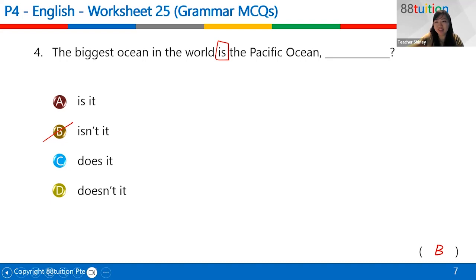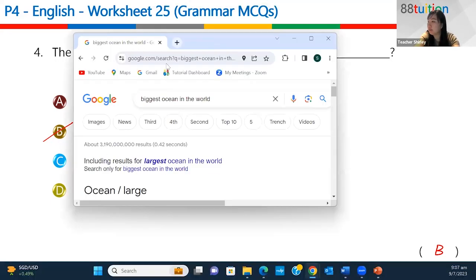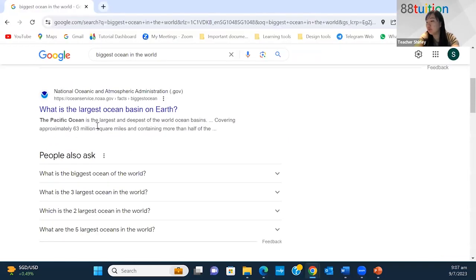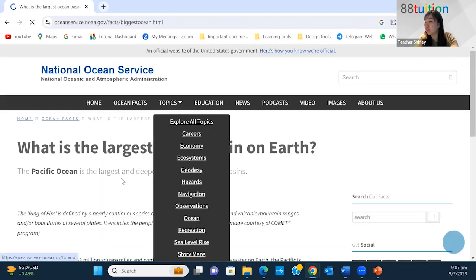Okay. But is the biggest ocean the Pacific Ocean? Do you know? Yeah, I suppose so. I think it's the Pacific Ocean. Let me just double check. Yeah. Biggest ocean in the world. Largest ocean in the world. It is the Pacific Ocean. Yeah, it is the largest as well as the deepest. Covers about 63 million square miles and covers, I think, more than half of the Earth's surface.